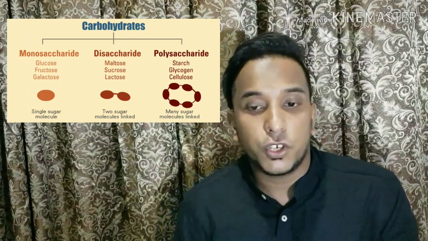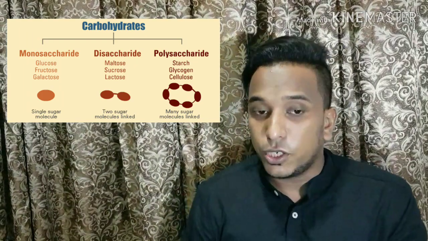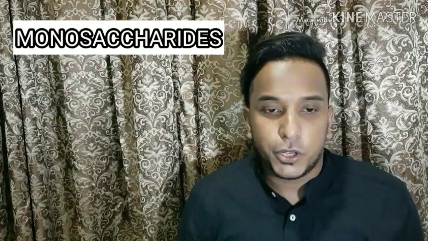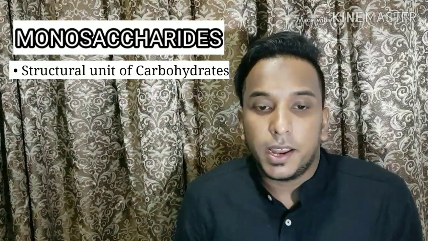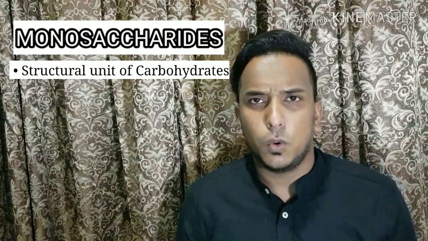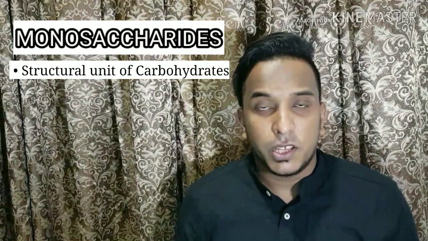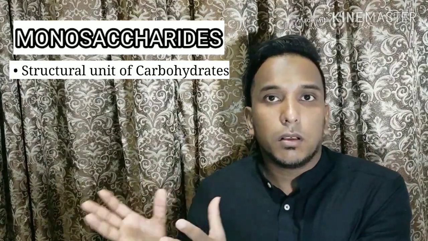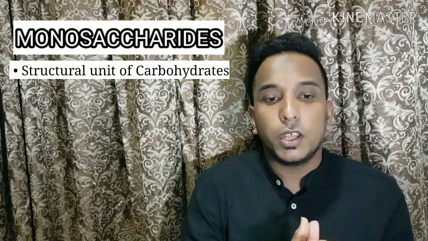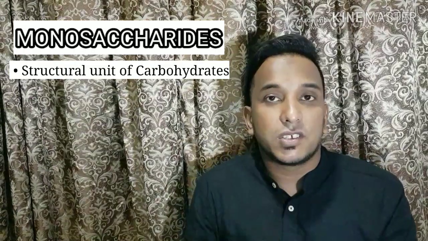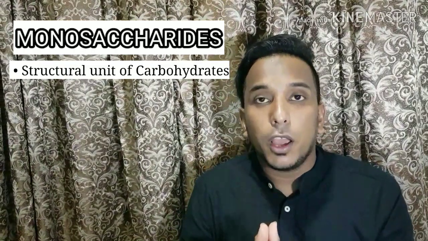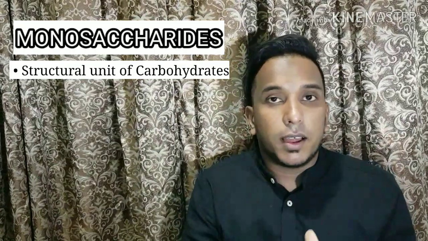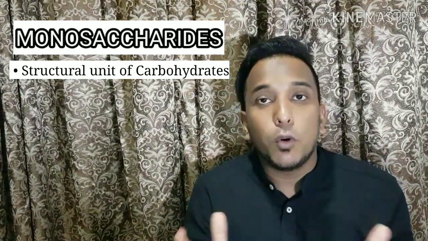Polysaccharides you have starch, cellulose, and glycogen. Right? So here they have given you a small description on monosaccharides. Monosaccharide is the structural unit of carbohydrates. So what do you mean by structural unit? A structural unit means it is the backbone of a particular substance. So for example, monosaccharide is a structural unit of carbohydrates. So what does that mean? That means monosaccharides are the backbone of carbohydrates.